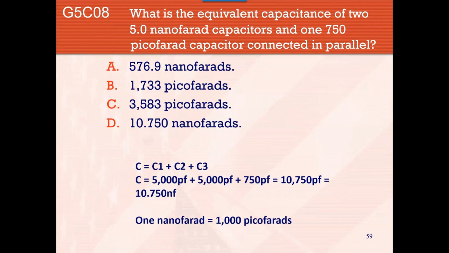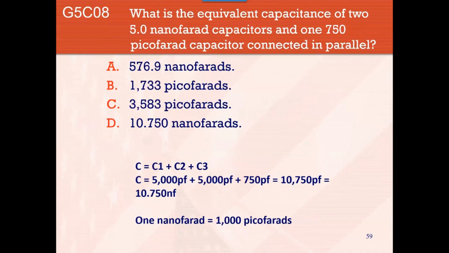A capacitor is made of two plates with an insulator in between. And if we parallel it with another two plates with something in between, they just add up on their capacitances. So it makes it simple. So really all we've got to do is add these guys up. The problem here is, though, we got 5 nanos and 750 picos.